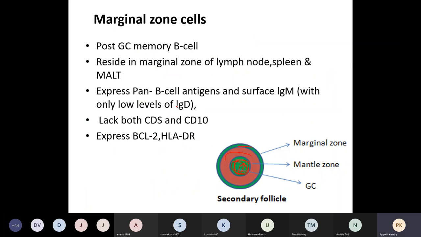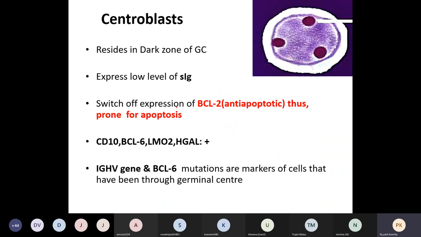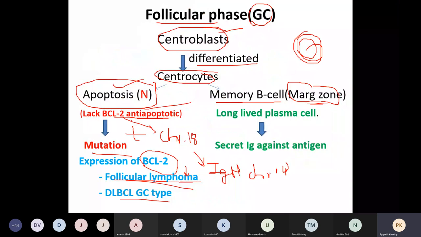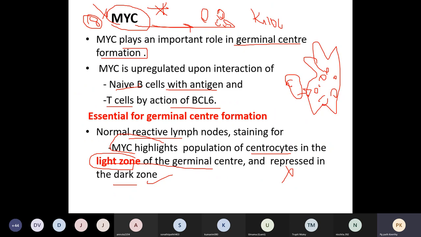So in the germinal center, one is your BCL2, that is chromosome number 18, so we'll have the translocation of 14;18. One is your germinal center formation, that is CMYC, present on chromosome number 8. So remember 18 and 8. All the things associated with your germinal center are 8 and 18. 14 is common everywhere. For all lymphomas, 14 is common.